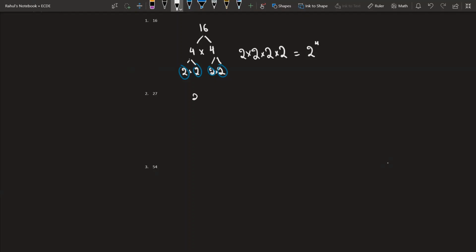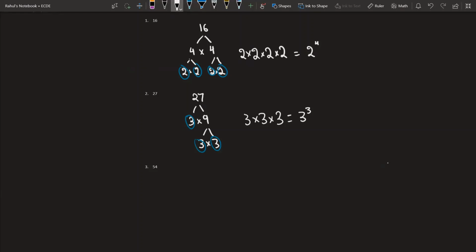Let's look at this one. 27. What is a factor pair for 27? 3 times 9. 3 is a prime factor, so we can leave that alone. But 9 isn't, so we have to factorize that further. 3 times 3 is 9. Since 3 is a prime factor, we now have our prime factorization for 27. 3 times 3 times 3, which is 3 to the power of 3.